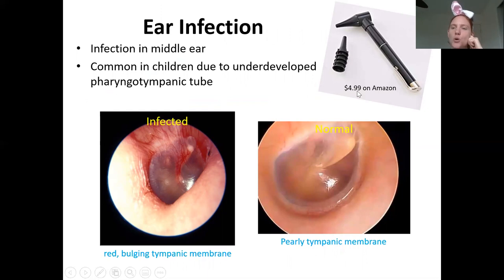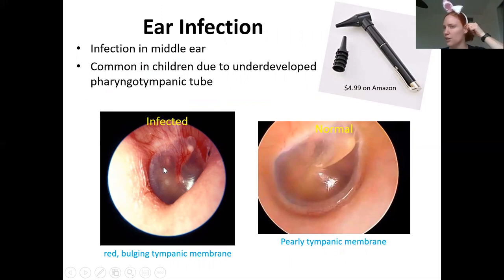I did want to do a little public service announcement. I do suggest that you go and get on Amazon, they can have them pretty cheap. You can get an otoscope, which is basically just a little light and a little magnifying glass, and you can actually look for signs of infection yourself.